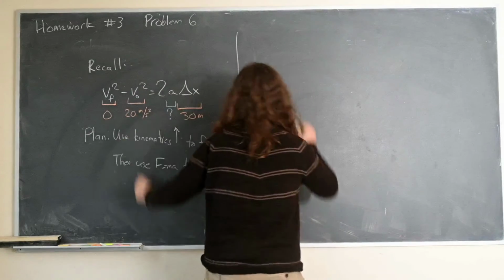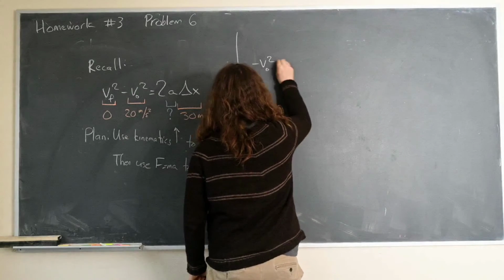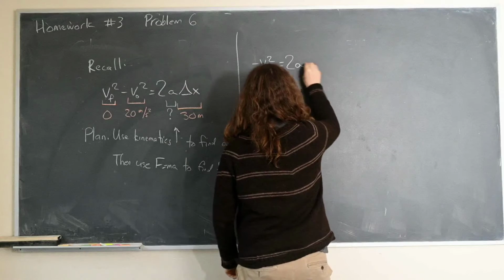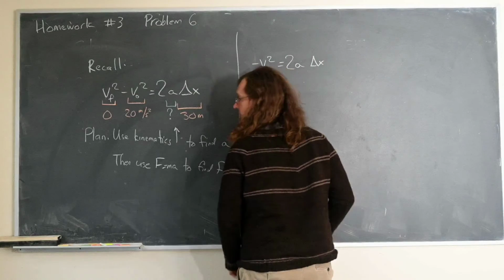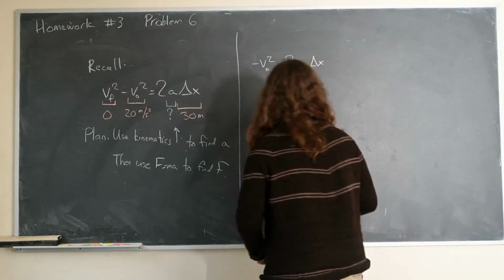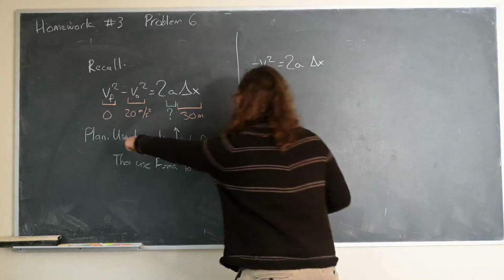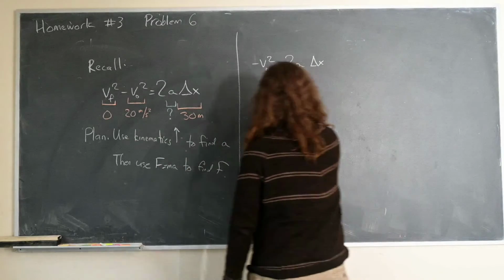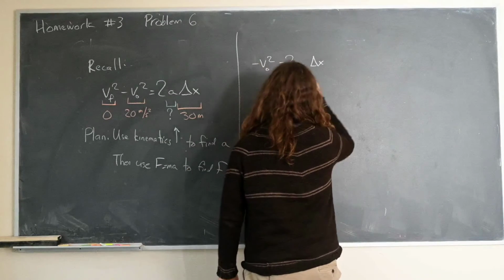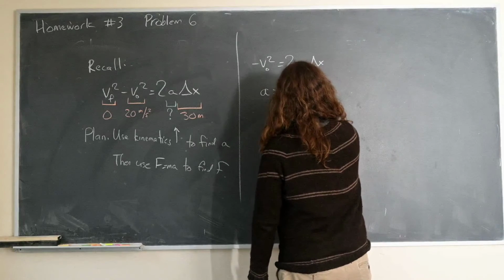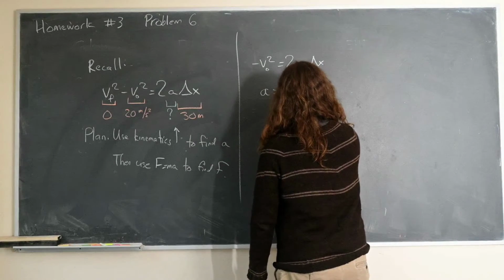So I get minus v naught squared equals 2a delta x. I know delta x, right? The problem tells me that it's 30 meters. So let's see, I'm supposed to find a and then use F equals ma to find F. So I get an acceleration of minus v naught squared over delta x.